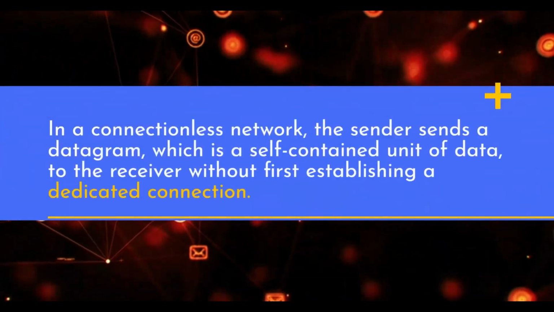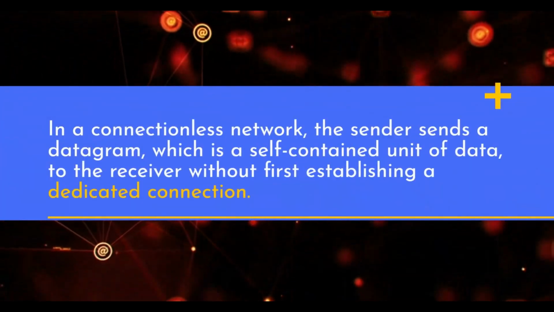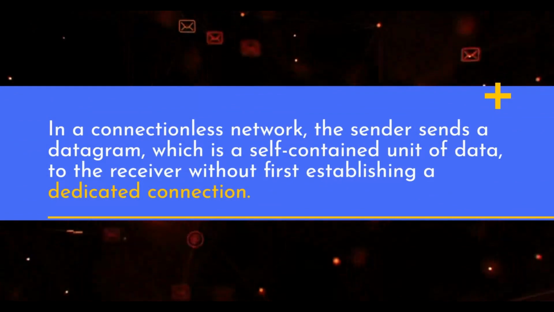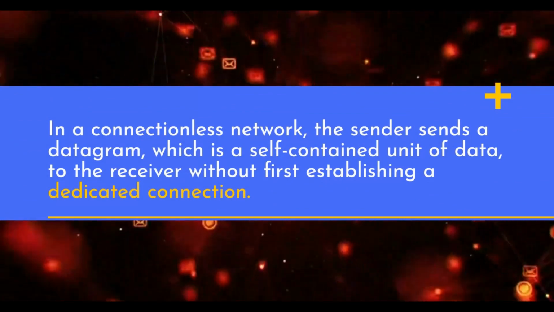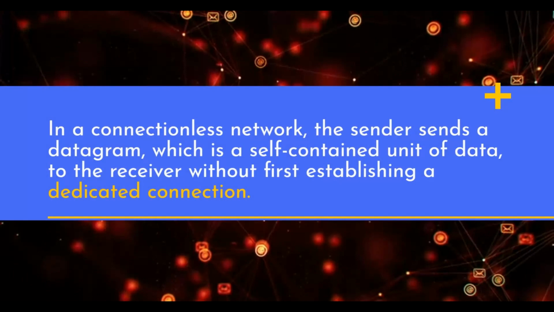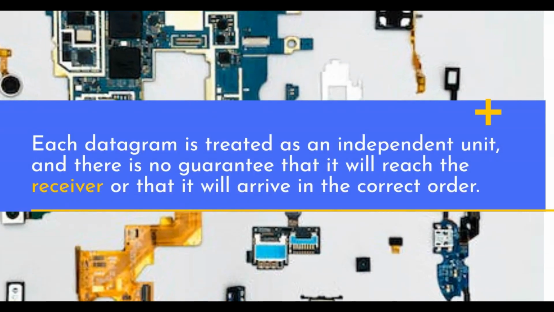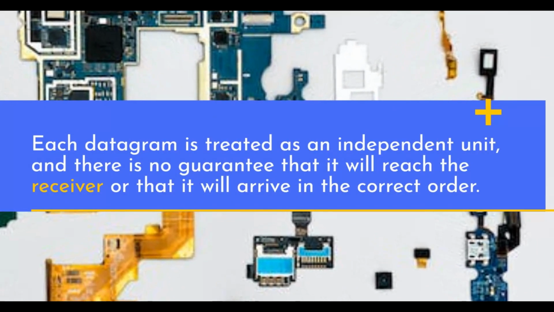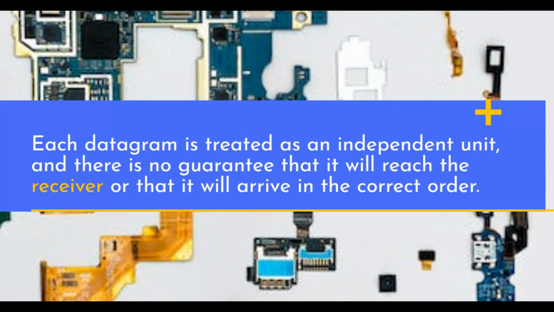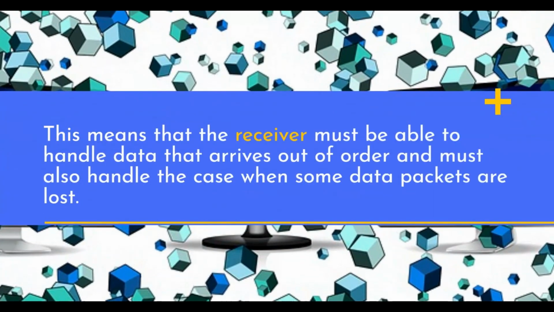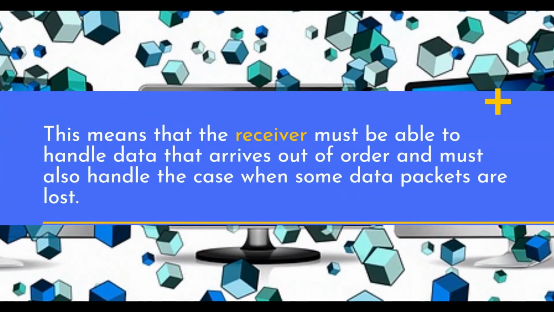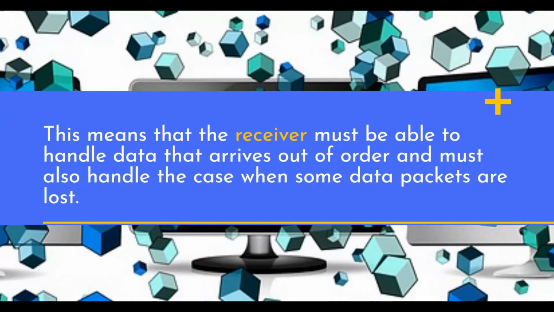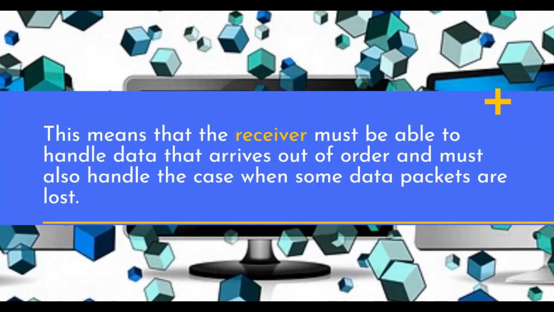In a connectionless network, the sender sends a datagram, which is a self-contained unit of data, to the receiver without first establishing a dedicated connection. Each datagram is treated as an independent unit, and there is no guarantee that it will reach the receiver or that it will arrive in the correct order. This means that the receiver must be able to handle data that arrives out of order and must also handle the case when some data packets are lost.